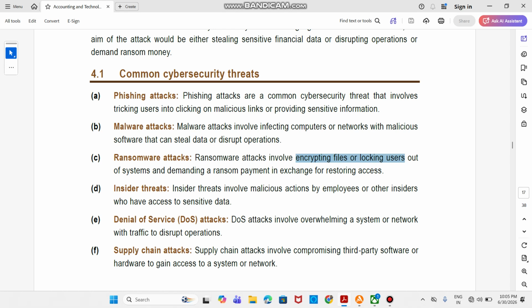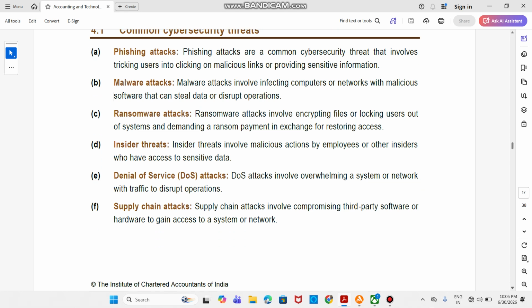Ransomware attacks involve encrypting files or locking users out of the systems and demanding a ransom payment in exchange for restoring access. Insider threat is nothing but, if you see the catch terms, in malware it was networks with malicious software, whereas in insider threats it is malicious actions. You need to pay full attention to the key terms because here it is software, here it is actions. So this involves malicious action by employees or other insiders who have access to sensitive data. The catch term in insider threat is sensitive data. DoS attacks involve overwhelming a system or network with traffic to disrupt operations. And supply chain attacks involve compromising third-party software or hardware to gain access to a system or network. So we saw till now what is cyber security and what are the common cyber security threats.